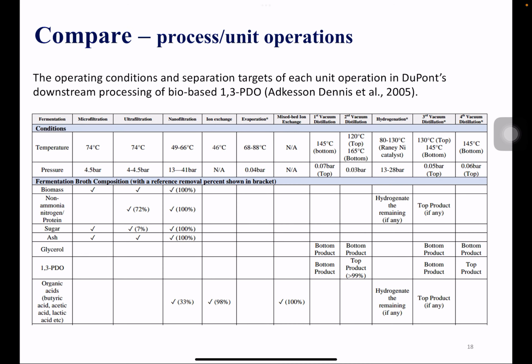Okay, now how do you compare the process or unit operations? This is an example again to produce bio-based 1,3-propanediol. So there are various routes to produce the same product. Maybe by a fermentation approach, where microfiltration, ultrafiltration, nanofiltration, ion exchange, and evaporation are used, right? So there are various approaches being used. So you need to tabulate all the information that you can get for each process.